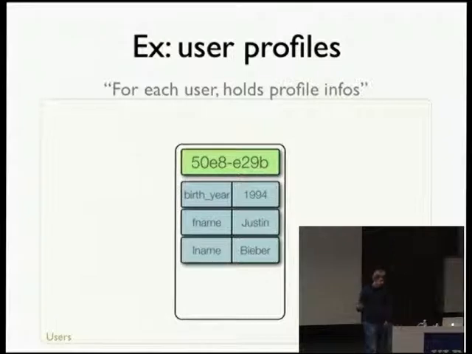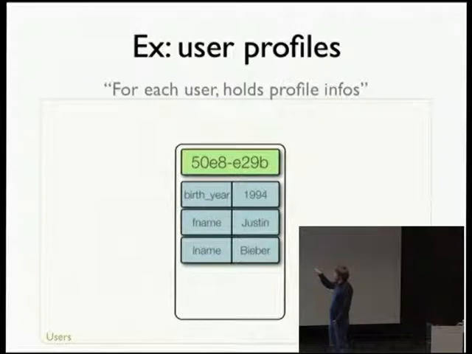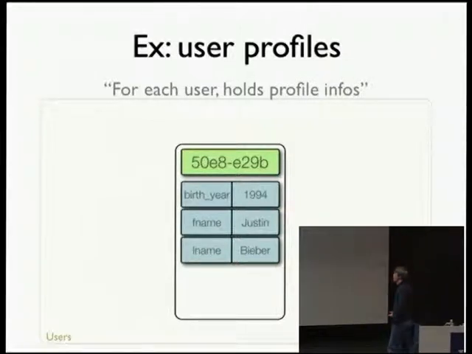And inside a column family, you have rows. That's a row, okay? And a row has a key, which is the green thing, which is the row key. You can think of that as a primary key for the row, but we call that a row key, okay?